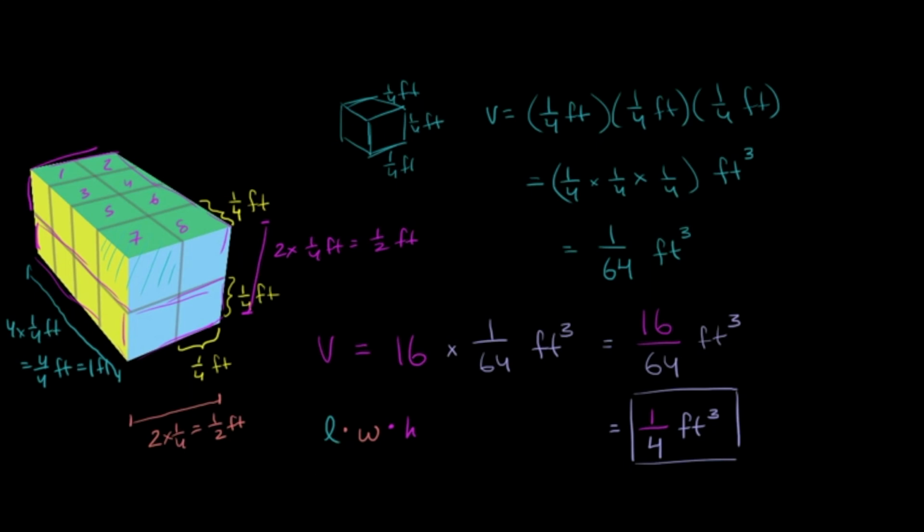So the length is 1. The width is 1/2 of a foot, so times 1/2. And then the height is another half. So it's 1 times 1/2 times 1/2. Well, that's going to be equal to 1/4. And this is a foot, this is a foot, this is a foot. So foot times foot times foot, that's going to be feet to the third power, or cubic feet. 1/4 of a cubic foot. Either way, we got the same result, which is good.